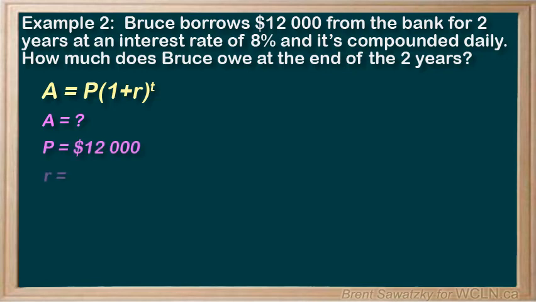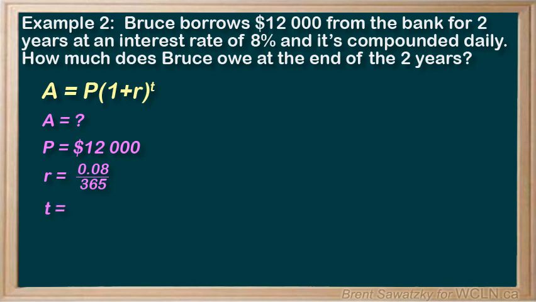Our interest rate R is supposed to be per the compounding period. So what is the interest rate per day? Well, if it's 8% per year, then it's 0.08 divided by 365. That is, there's 365 days in a year. Now we can calculate that now, or we can just put the fraction into our equation like this and calculate it later.